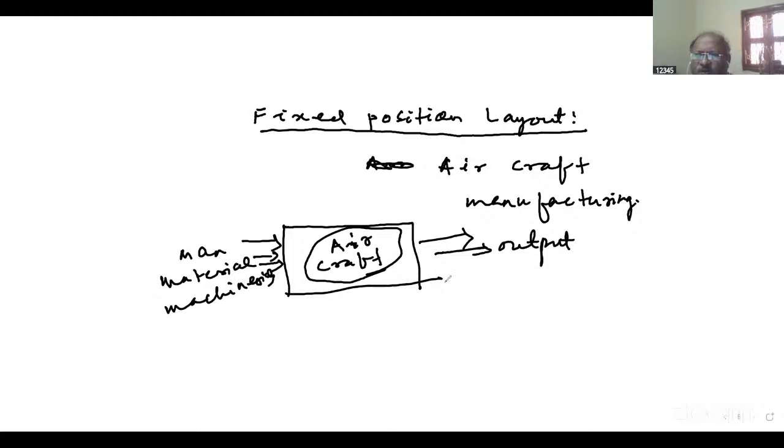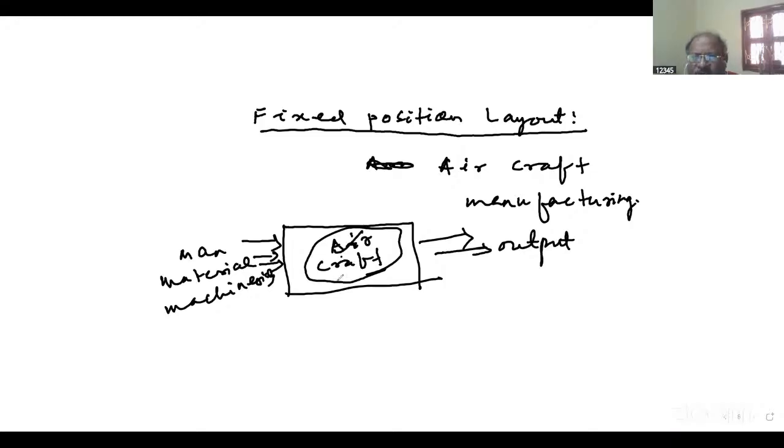Because you know that the key characteristics, what? The end product is too large. Here, what are the key characteristics or features of fixed layout? That is, the end product is too large. That is what I told you.